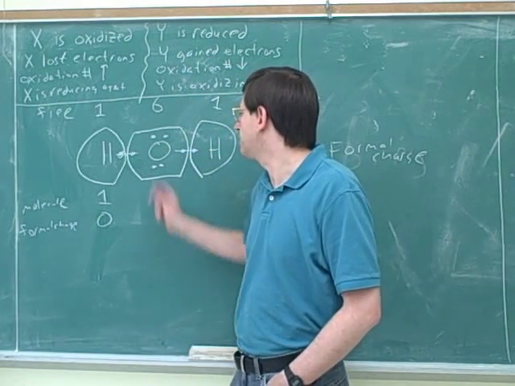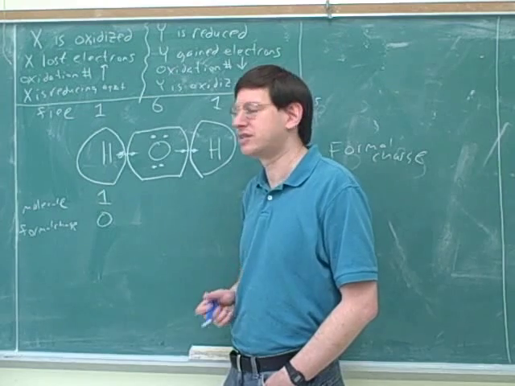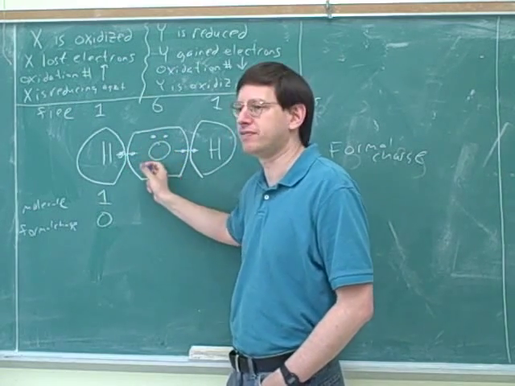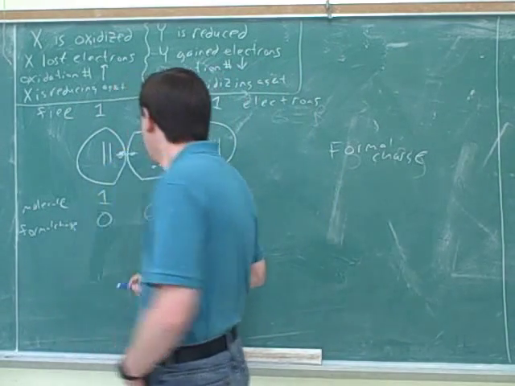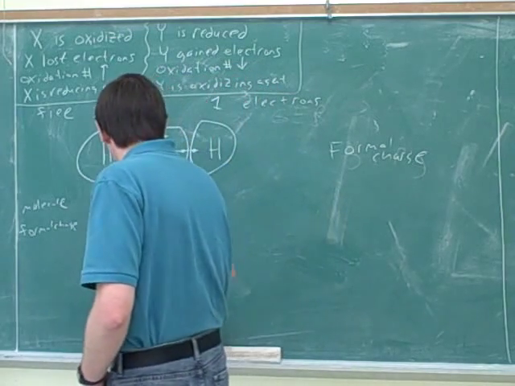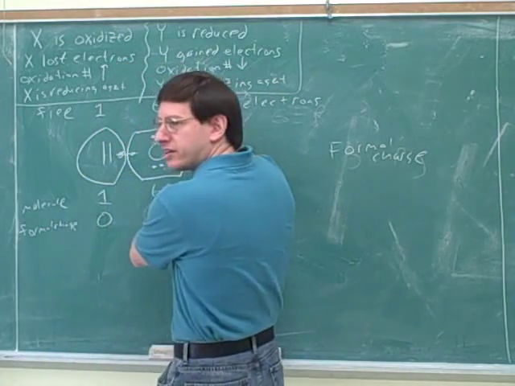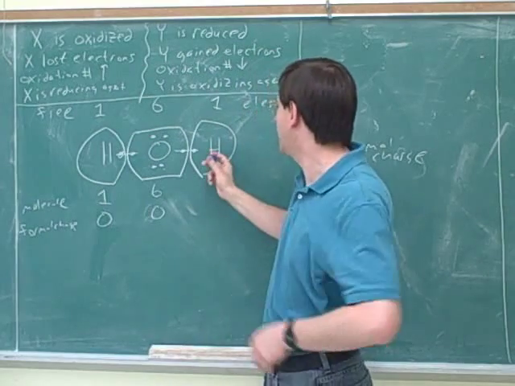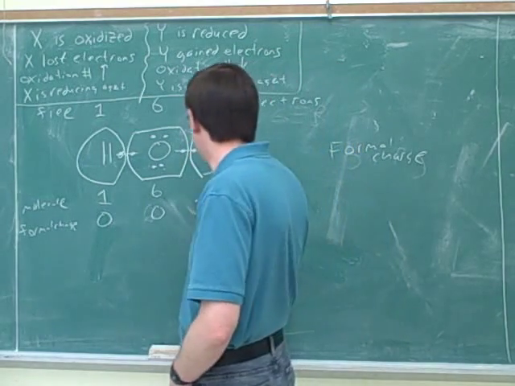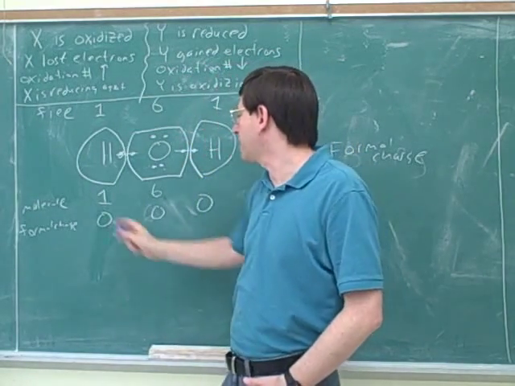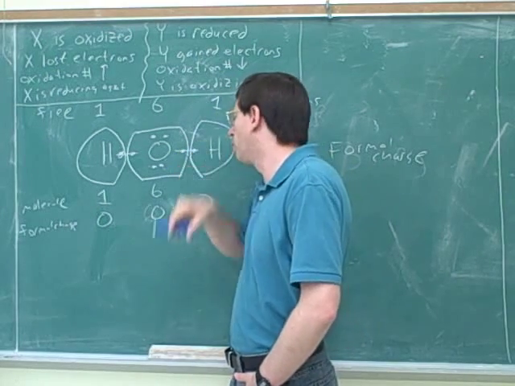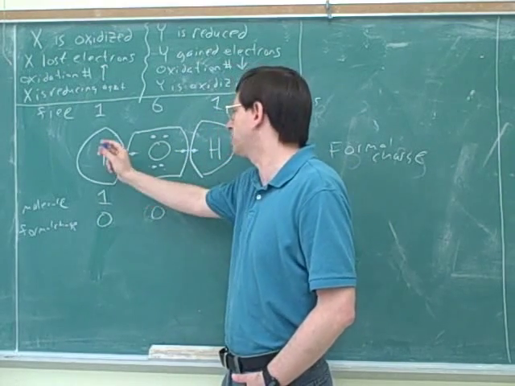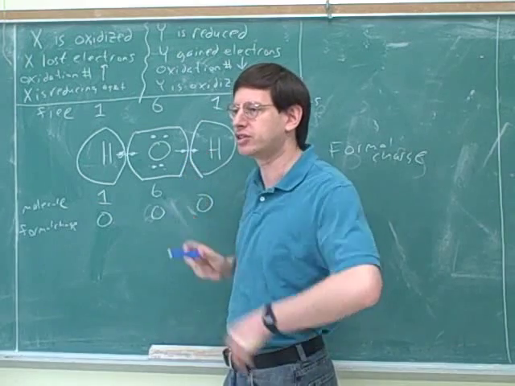And how many electrons does the oxygen have? 6. 1, 2, 3, 4, 5, 6. So what would its formal charge be? 0. Because again, it hasn't gained or lost electrons either. And this hydrogen, again, has 1, so its formal charge would be 0. And notice that if you add up all these formal charges, they give you an overall charge of 0, which matches that we know water does have an overall charge of 0.